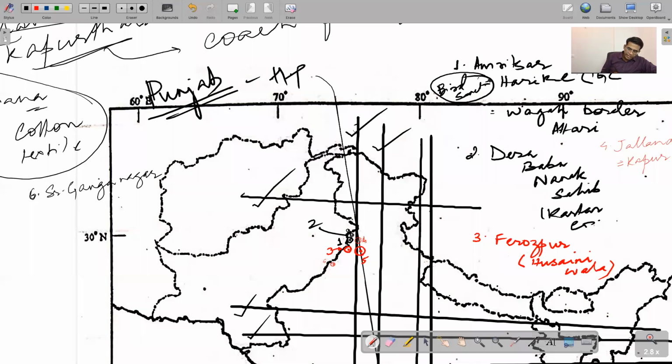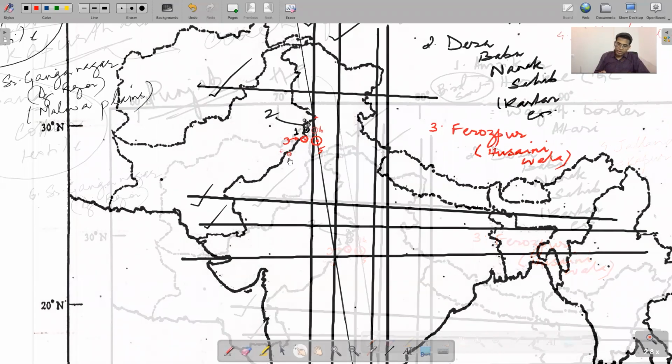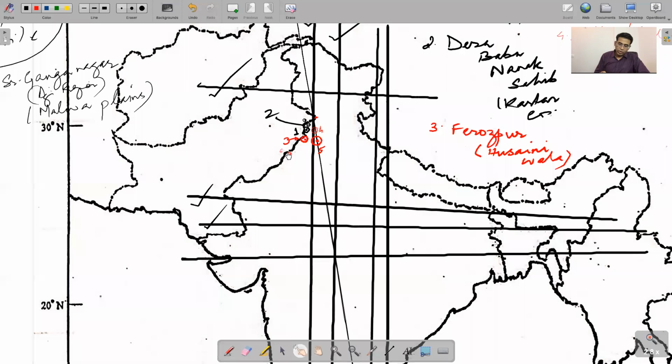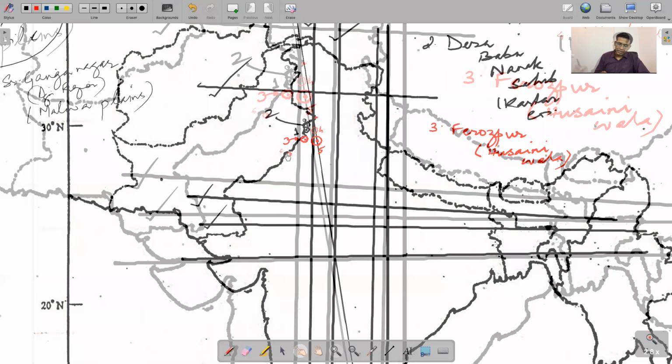This is an agricultural region. And this actually is part of Rajasthan. This is a district in northern Rajasthan, the Ganganagar district. This is also Malwa Plains. This is an agricultural region, this is 6.